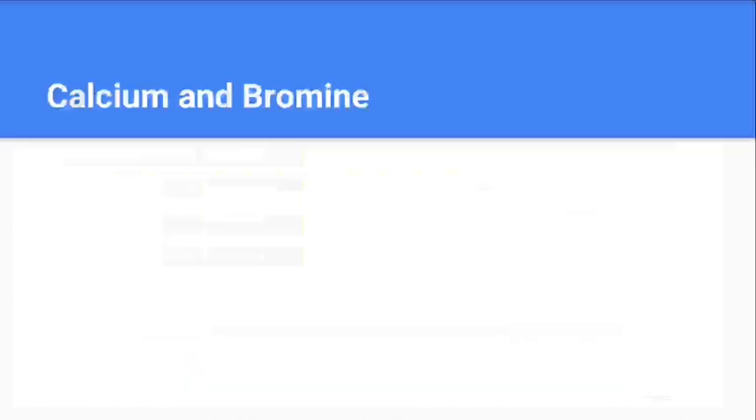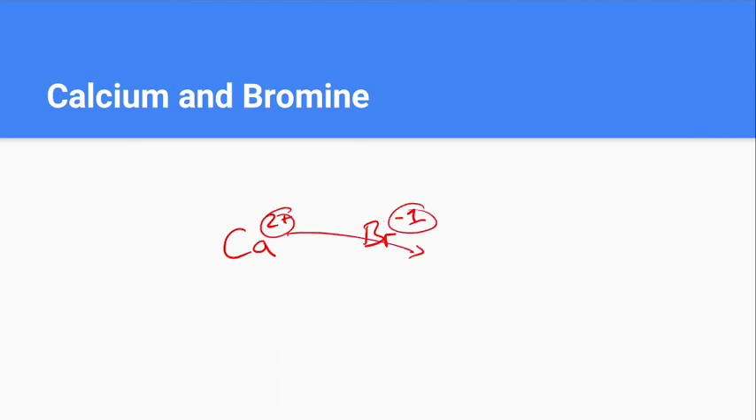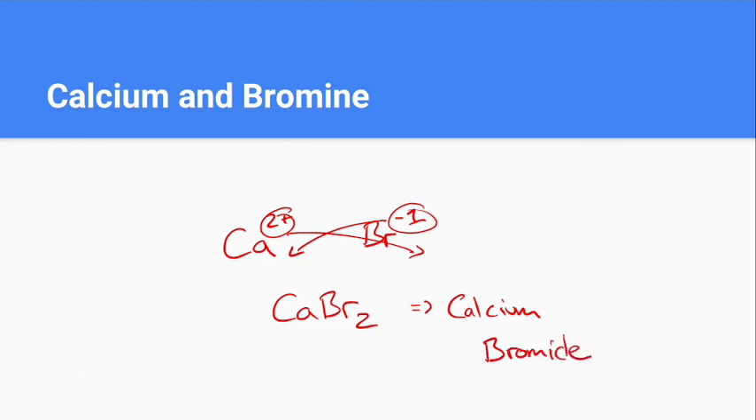But let's look at calcium and bromine. We'll go back to our example, Ca2+, Br -1. We'll take this 2 down and put it here. We'll take this 1 down and put it here. And we'll get CaBr2. So for every one ion of calcium, there's 2 ions of bromine. And this, of course, is called calcium bromide. Calcium bromide.